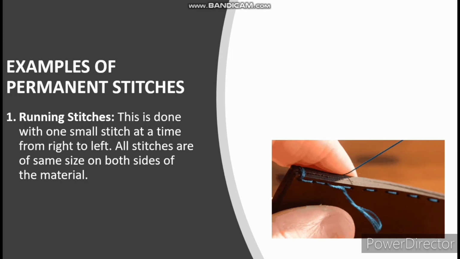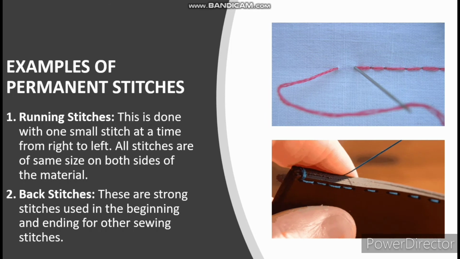Number 2, back stitches. Back stitches are strong stitches used in the beginning and the ending of other sewing stitches. They are the most practical types of hand stitches you know. Working from the left to right, take a small stitch. That is, if you want to make a back stitch, you have to start working from the left to right and take a small stitch.